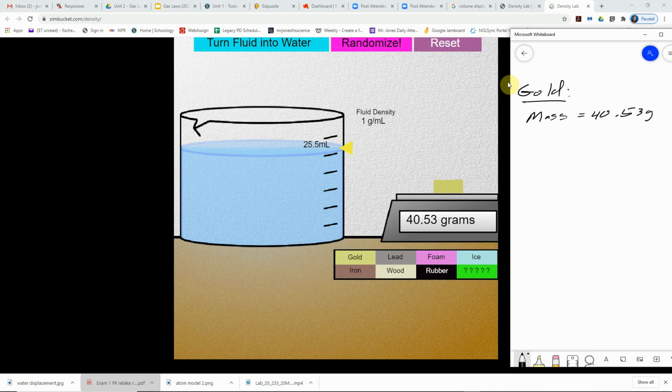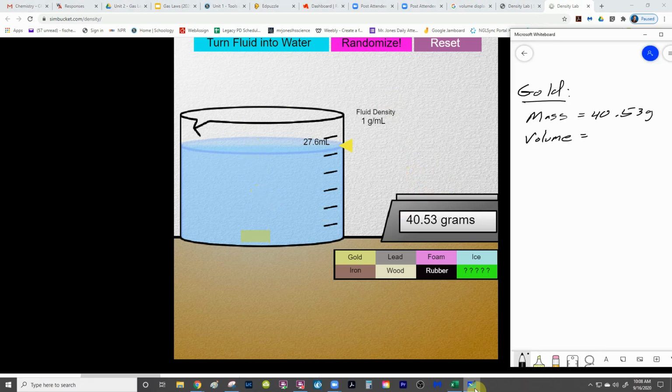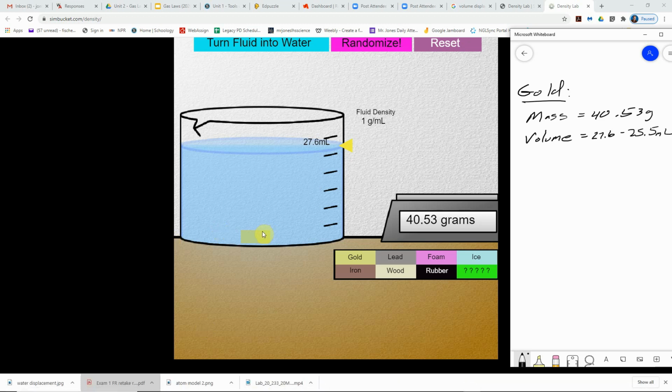40.53 grams. I want you to write down its volume. And remember, volume's a little harder. If it was a liquid, we'd just pour it into a graduated cylinder and get that. But in order to do this, you're going to need to record the volume beforehand, which is 25.5, and the volume afterwards, which is 27.6. See if I can remember those two numbers. I think it was 27.6 minus 25.5 milliliters. I think that was right. I might have to double check real quick. Let's see if I was right.